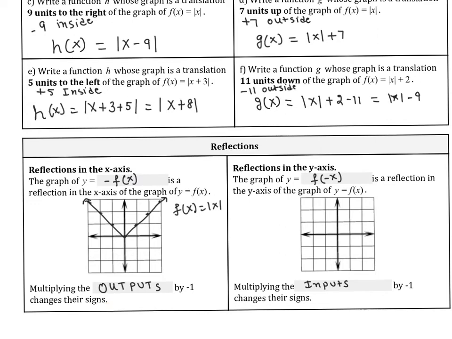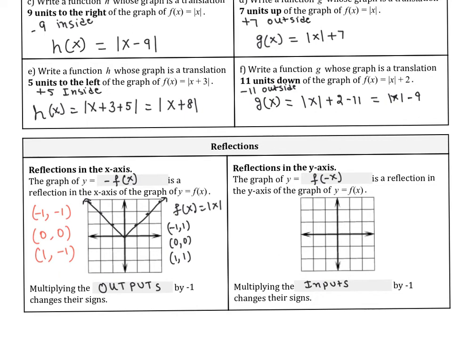So the parent graph has these types of points: negative 1 comma 1, 0 comma 0, and 1 comma 1. When we multiply the y coordinate by negative 1, we are going to get a flipped graph. So let's make a flipped graph, or a reflection graph, here. We multiplied all the y coordinates by negative 1. So this was 1. We multiplied it by negative 1, and we got negative 1. We multiplied the 0 by negative 1, and we got 0. And we multiplied this one by negative 1, and we got negative 1 on the last point.